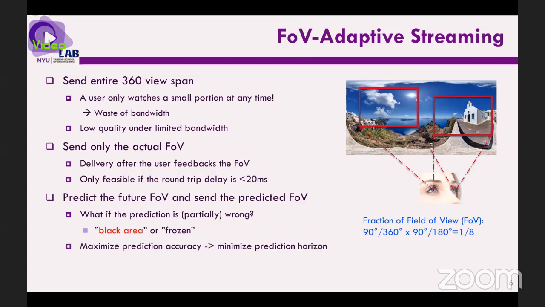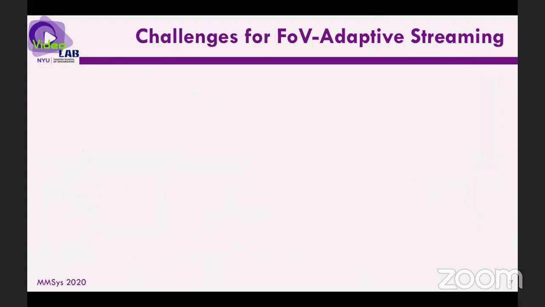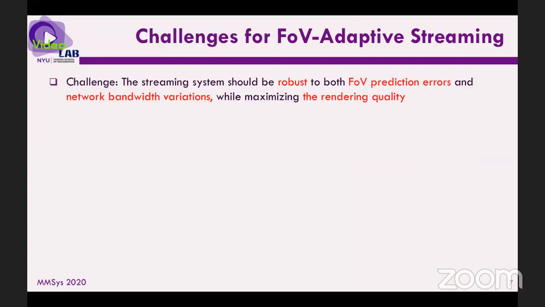In order to maximize the prediction accuracy, we would like to minimize the prediction horizon. However, in streaming applications, the prediction horizon equals the end-to-end delay between the sender and the receiver. In order to reduce the delay, we can use short buffers. However, when you use a short buffer, video frames may not arrive in time, causing video freezing. So a significant challenge in FOV adaptive streaming is that we have to design the system to be robust to both FOV prediction errors and network bandwidth variations, while maximizing the rendering quality.